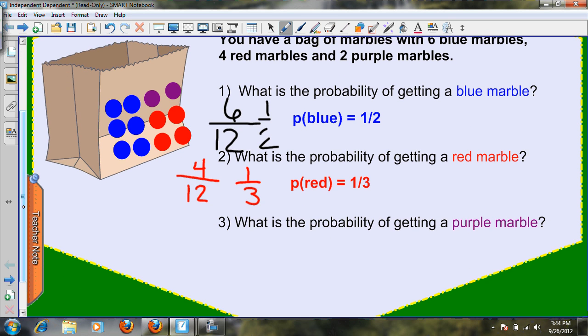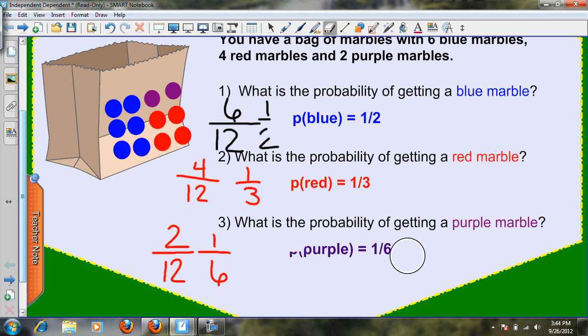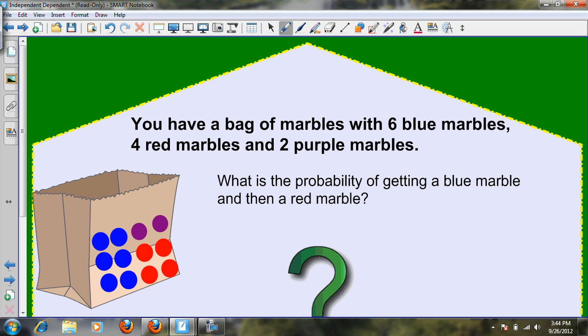What is the probability of getting a purple marble? How many purple marbles are there? 2 out of the 12 total marbles, which is 1 out of 6. So the probability of getting a purple marble is 1 out of 6. That should be simple probability review.